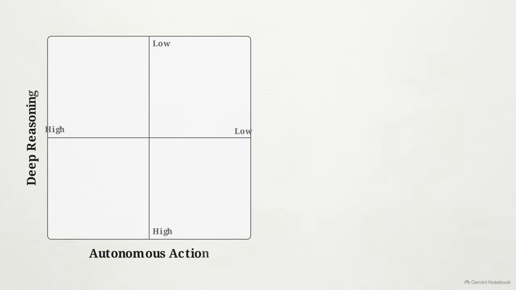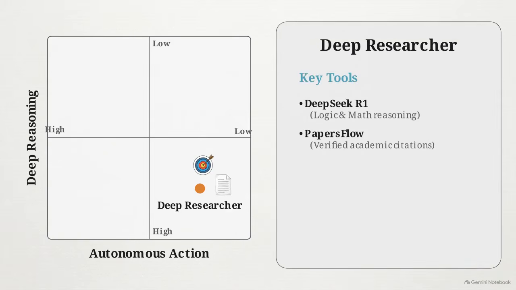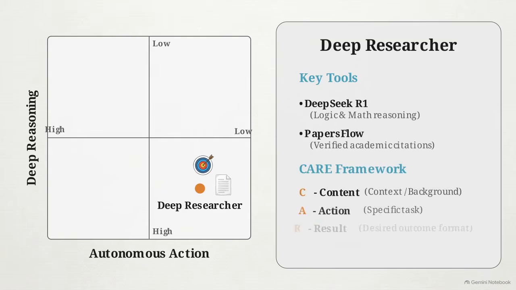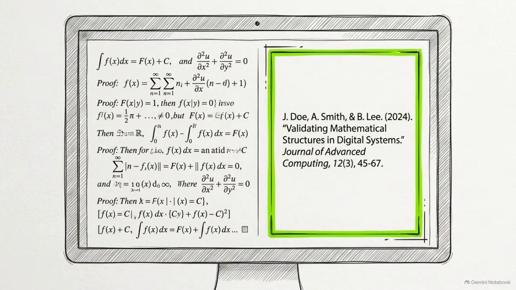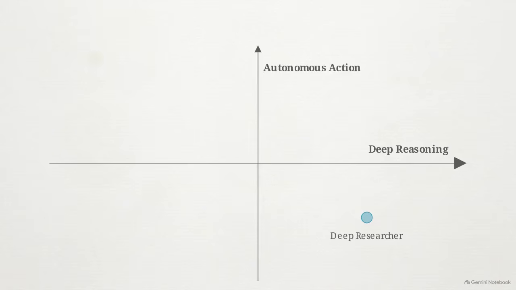This efficiency map plots your need for deep reasoning against autonomous action. Down here, the deep researcher needs high accuracy but low autonomy. Their setup pairs DeepSeek R1 or Papers Flow with the CARE framework. They get step-by-step logic and verified citations on a strict budget, with the understanding that they still have to manually review the final proofs. Up here is the business automator.